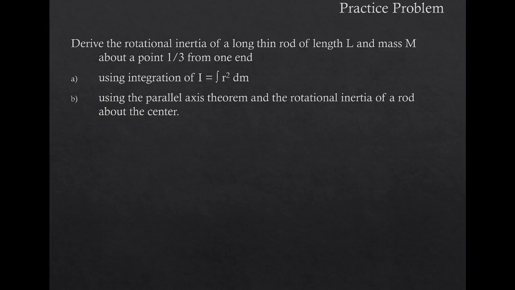We're going to dive right into a practice problem here. We're going to derive the rotational inertia of a long thin rod of length L and mass m about a point 1/3 of the way from one end. So the first thing that we want to do is draw a picture. So here's the rod, and 1/3 would be about here-ish. And so that means that if I go this way, I'm going to have 2/3 of the rod, and if I go this way, I'm going to have 1/3 of the rod.